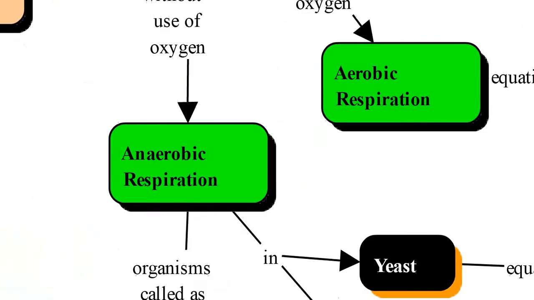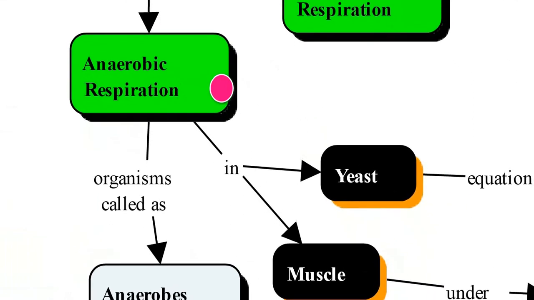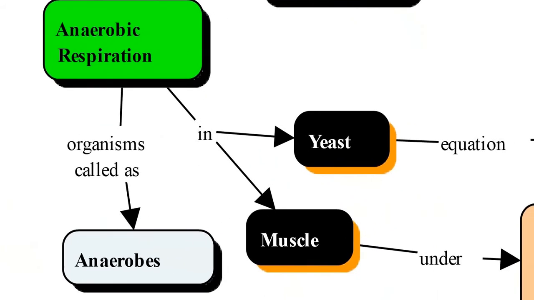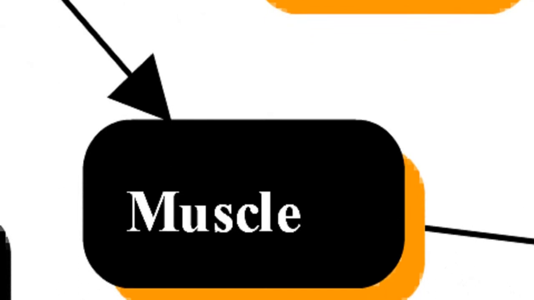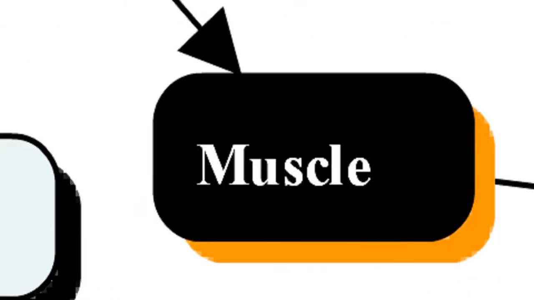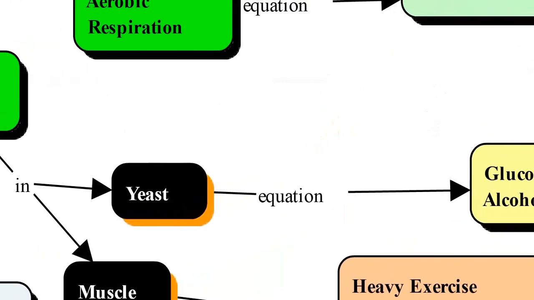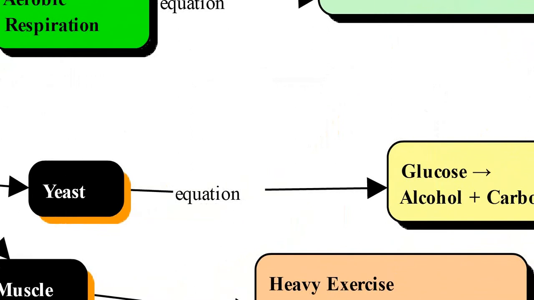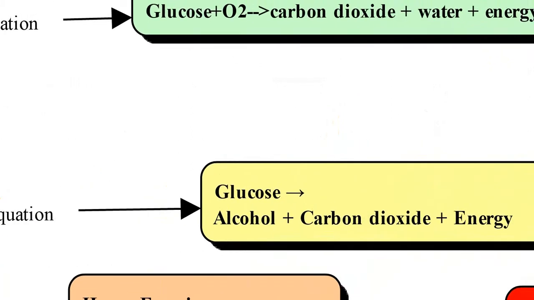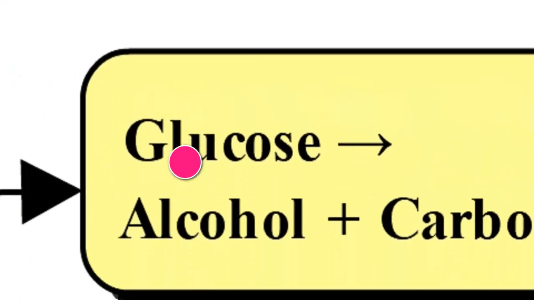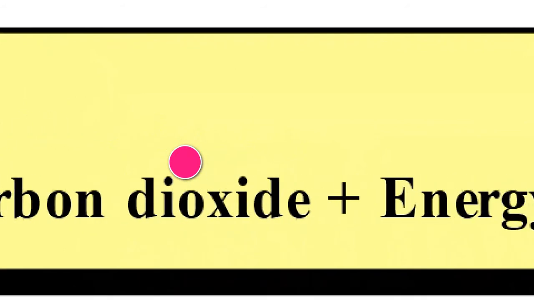Now we'll come to anaerobic respiration. Organisms that carry out anaerobic respiration are called anaerobes. Anaerobic respiration is seen in yeast and muscle cells under some specific conditions. First, we'll look at yeast. Anaerobic respiration in yeast can be represented as an equation. Glucose breaks down into alcohol, carbon dioxide and energy.